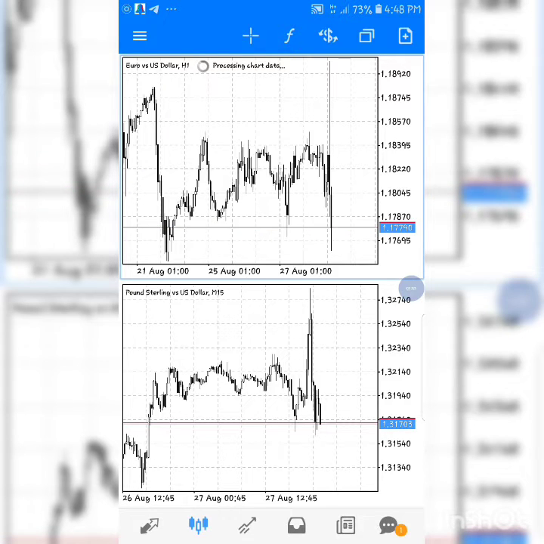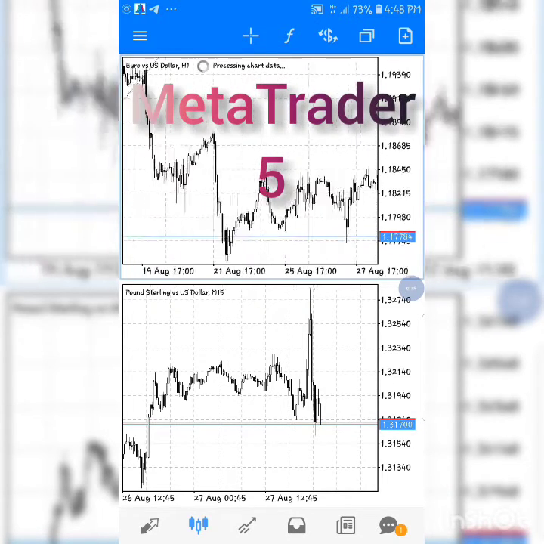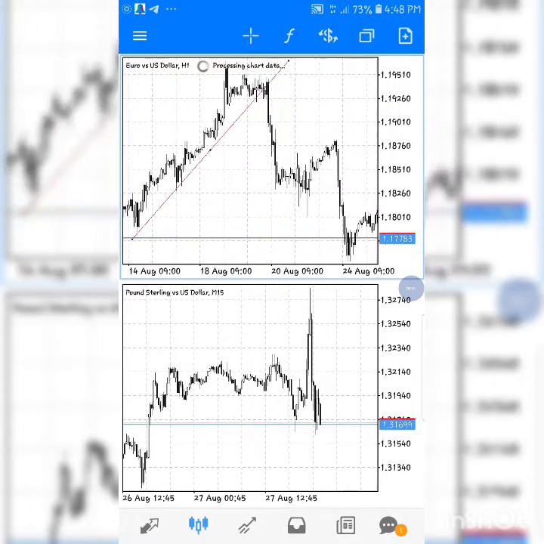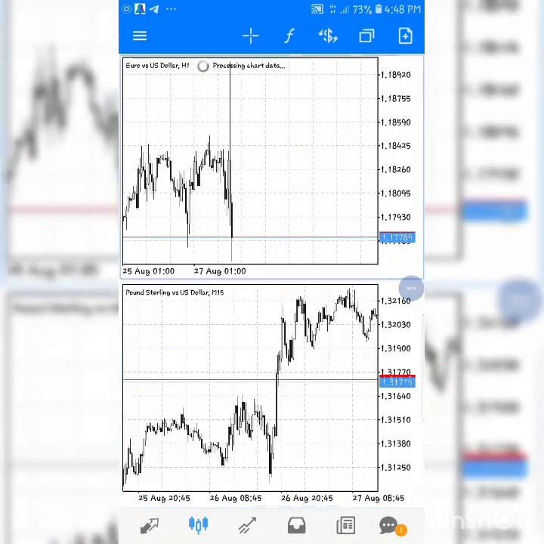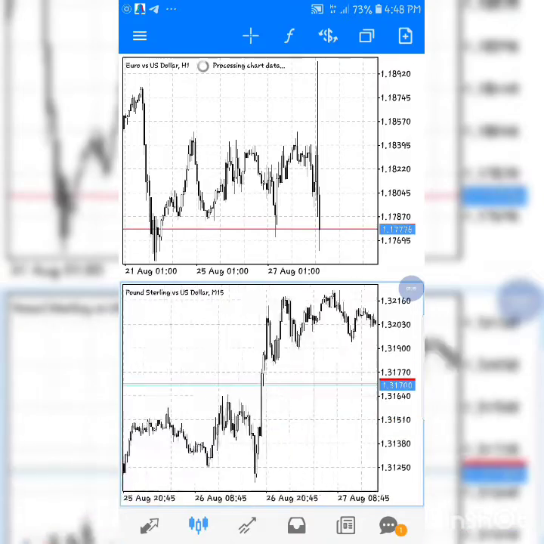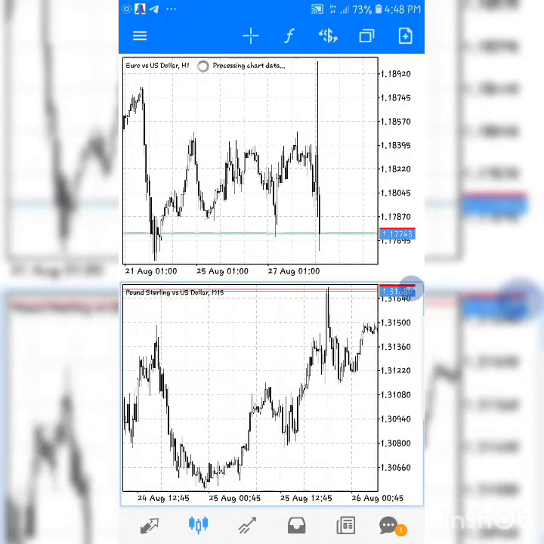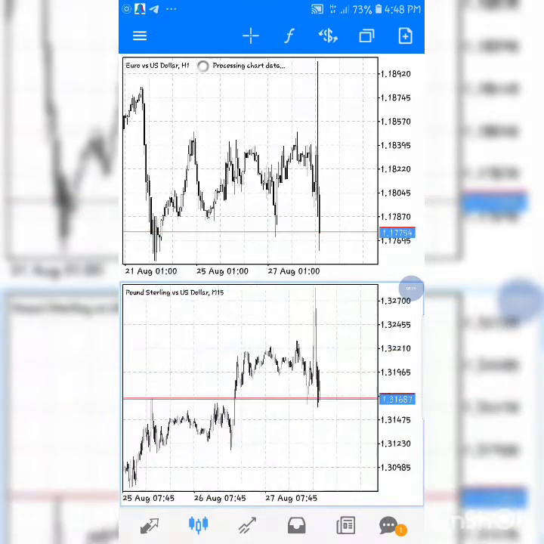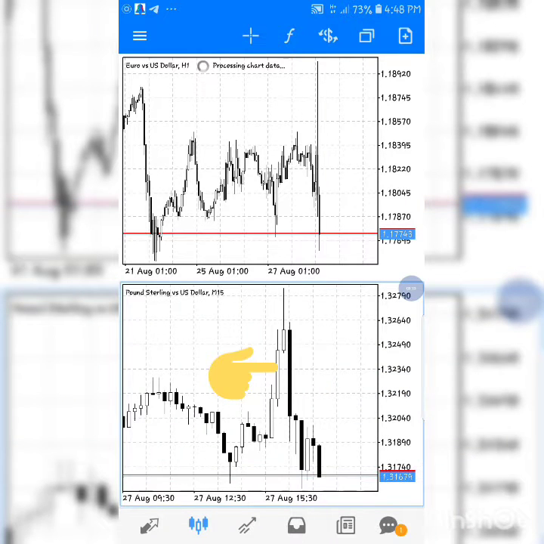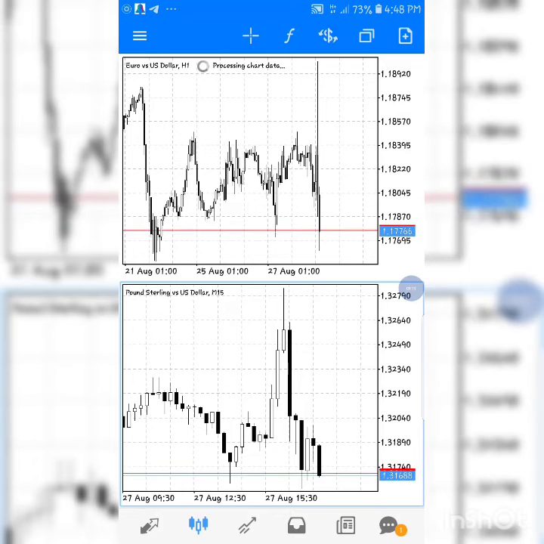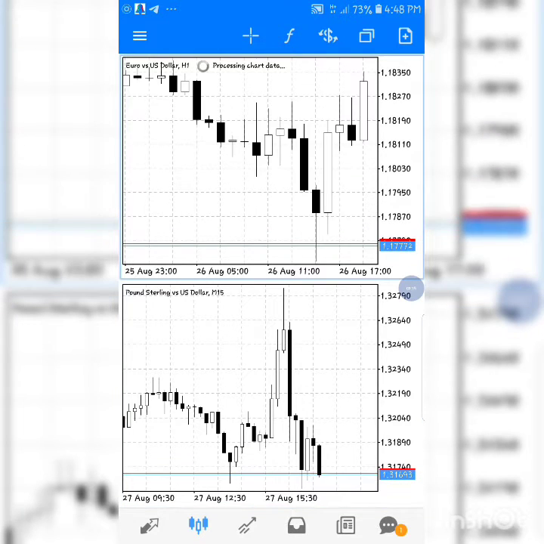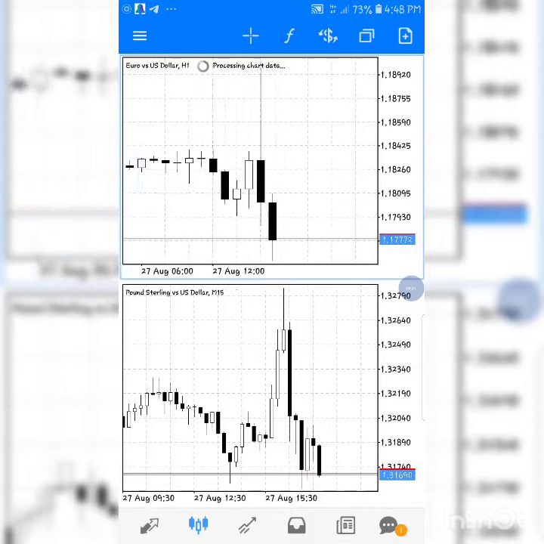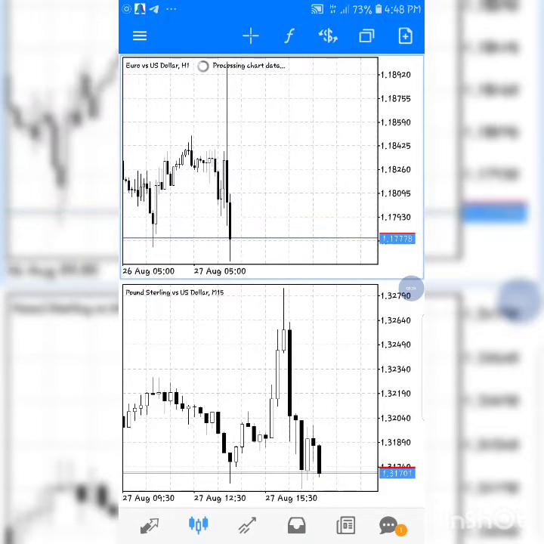So where we are now, we are in MetaTrader 5. You can see at the top here, we have the 1 hour chart. And down here, we have the 15-minute chart. This 15-minute chart shows us movement every 15 minutes. So each one of these candlesticks represents 15 minutes. And up here, we're on the 1 hour chart, so each one of these candlesticks represents movement in 1 hour.